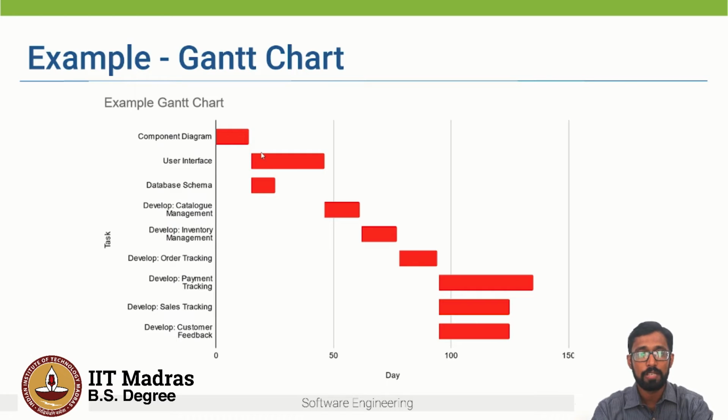So in the case of the Amazon seller portal, we saw that the user interface and database schema can start together, in parallel, right? The user interface takes longer than the database schema. Here we see that these three modules, the catalog management, inventory management, and order tracking, can happen only one after the other. But once order tracking is done, payment, sales, and customer feedback all can happen in parallel.